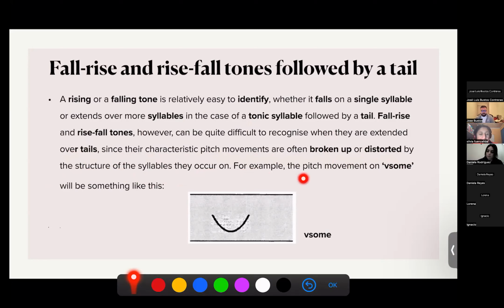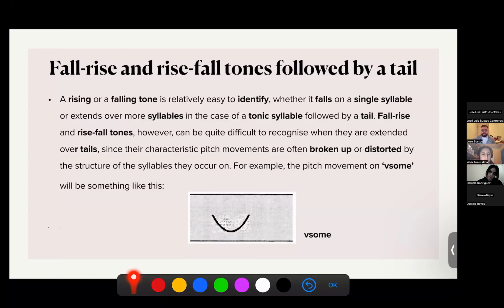For example, the pitch movement on this, what type of tone is this one? Fall rise. Fall rise, yes, fall rise. How will you pronounce this one? Some. Right? Some. Yes, good. Some.